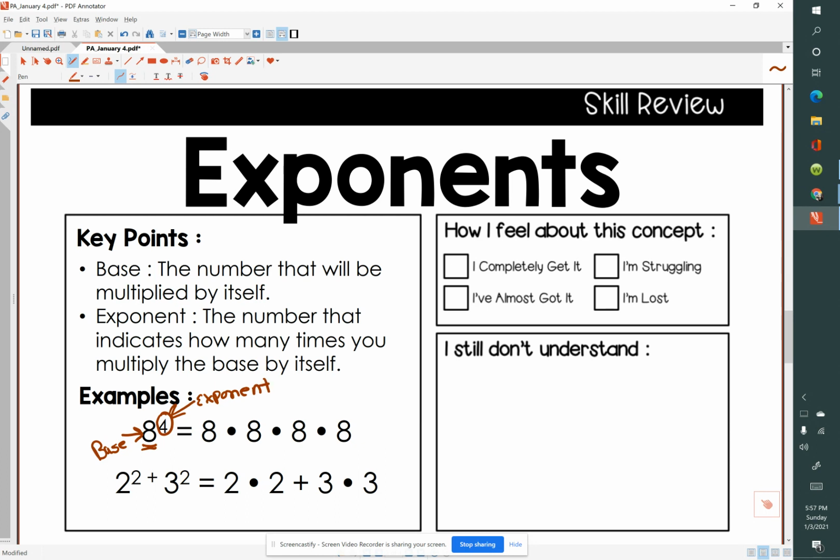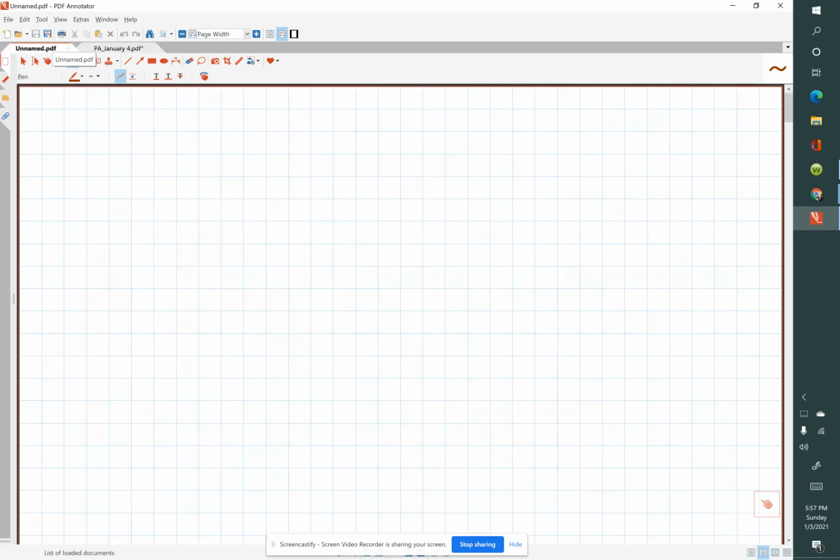Now, I want to go to our whiteboard. I want to talk about this a little bit. We can think of an exponential value as repeated multiplication. So let's understand what that means. If I have 5 to the second power, I'm talking about 5 times 5.